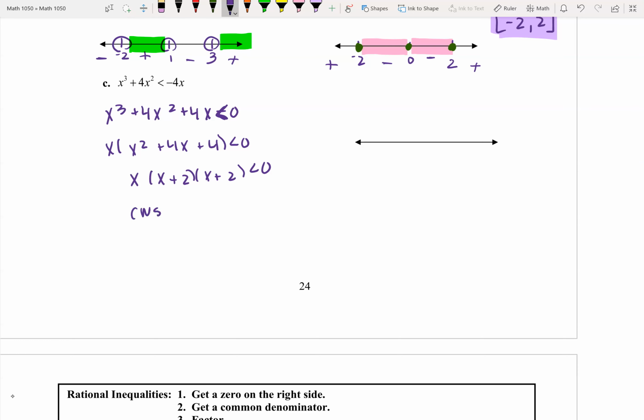Next step is critical numbers. The x out in front gives you a 0. The +2 gives you a -2. So guys, that line right there is the same thing as x plus 2 squared.